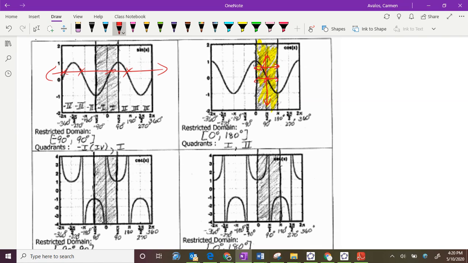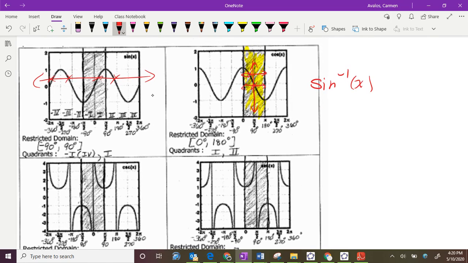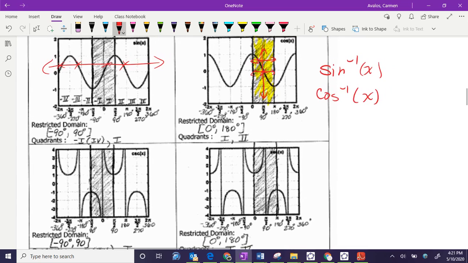So when we do the inverse, if we do sine inverse of x or cosine inverse, they will only be able to fall within this area that we restricted. And so where were they restricted? Well, here's where it shows us, between negative 90 and 90. And so it was quadrant 1 and quadrant negative 1, or quadrant 4 if you want to look at it, quadrant 1 and quadrant 2 for these.